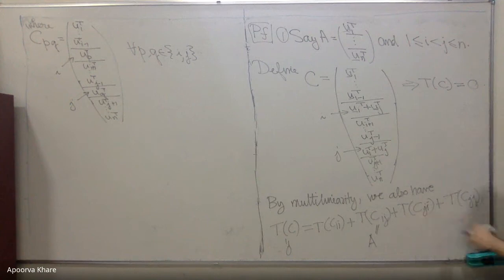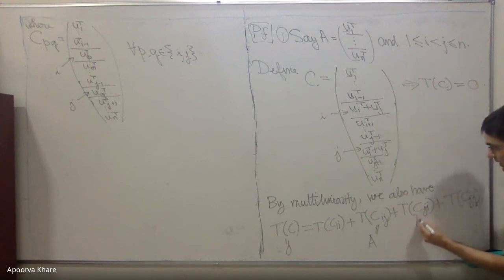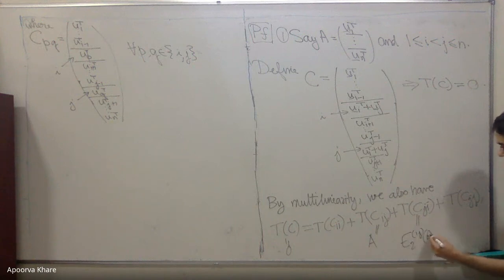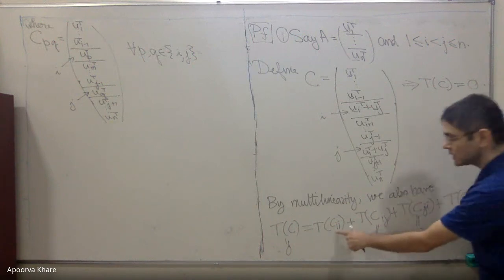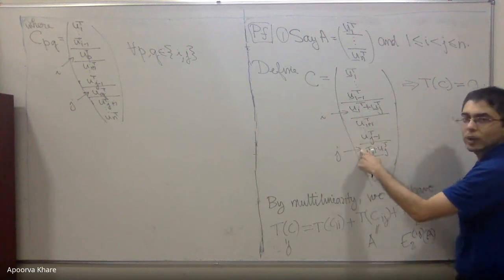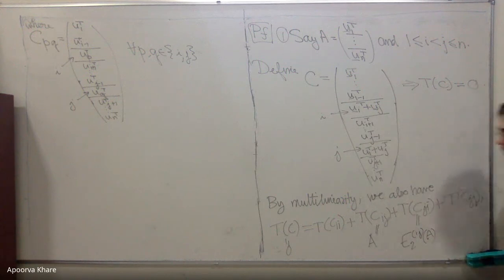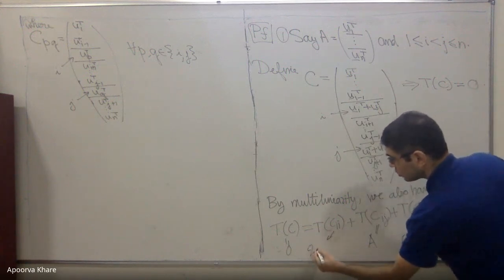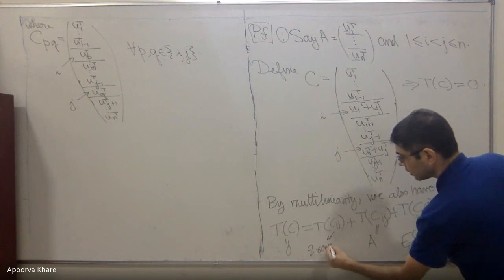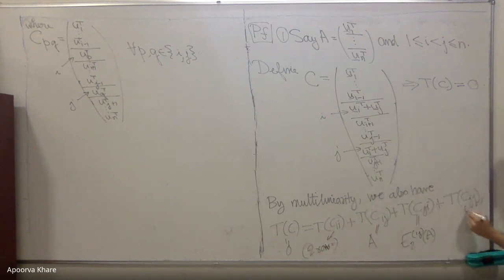What is Cji? Cji is where the jth row is ui and the ith row is uj. So it has been interchanged. That means Cji equals the E2 of A. And what can you say about Cii and Cjj? Well, Cii has two identical rows, ui transpose, and Cjj has two identical rows, uj transpose. Two rows equal. And this one as well, right? Two rows equal.